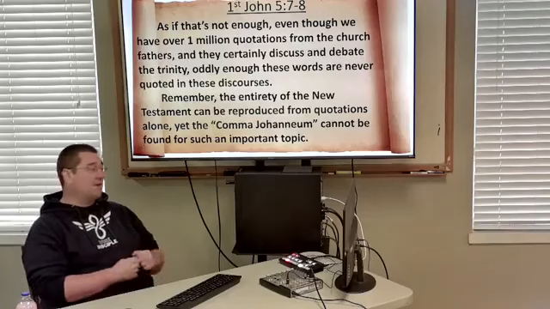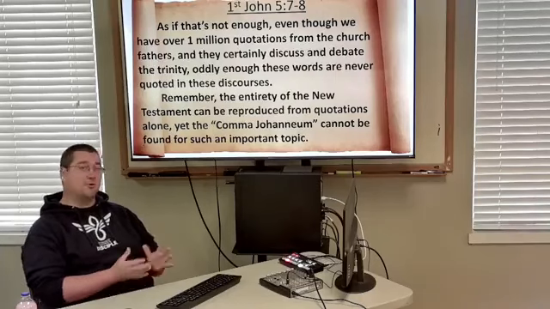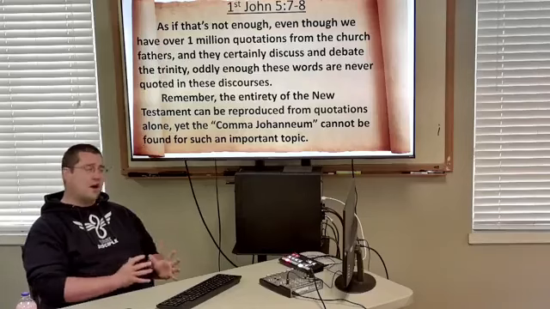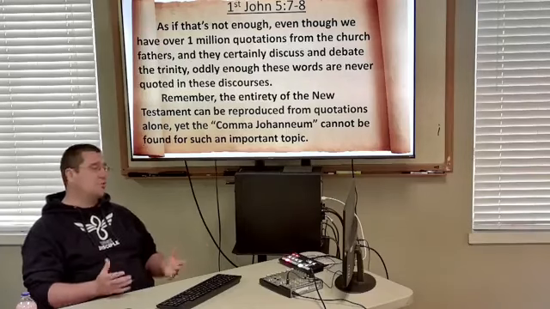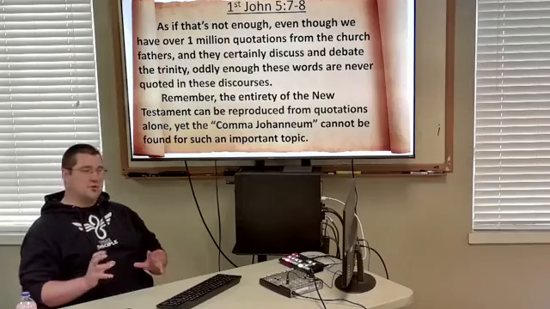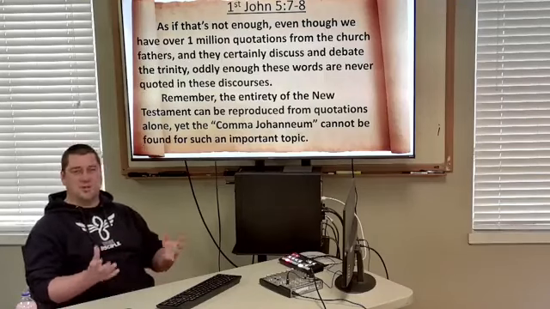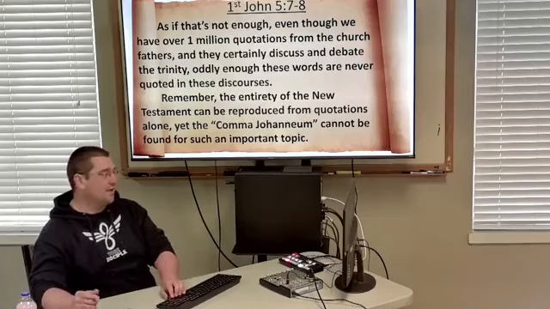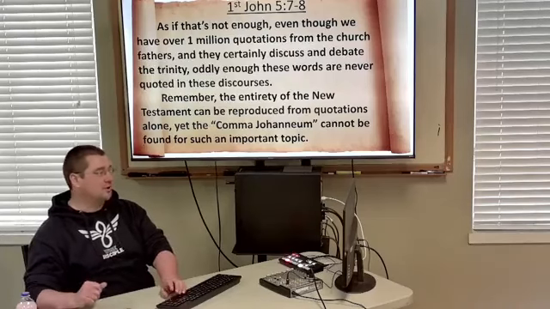And remember, the entirety of the New Testament could be reproduced by the quotations of the Church Fathers. We talked about that in the first week. And yet the Comma Johanneum cannot be found for such an important topic. And so, the Church Fathers aren't trying to deliberately dance around this text that really does exist. They don't have it. They didn't have it at the time it came out of the early Apostolic Church.